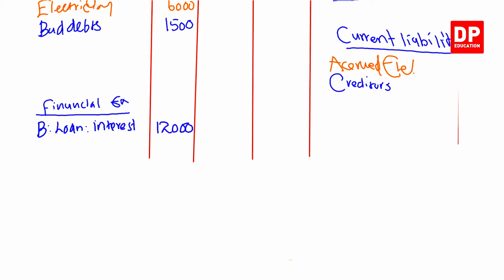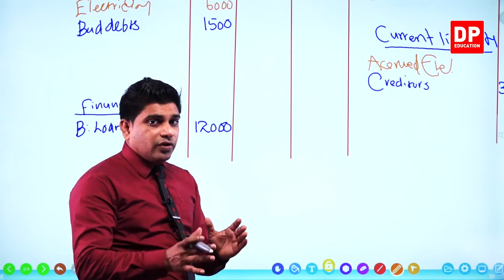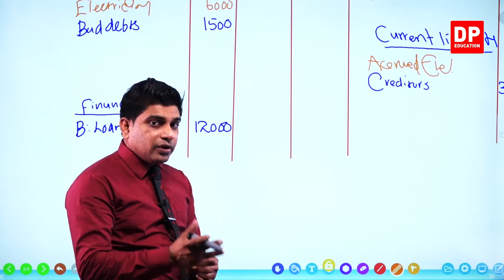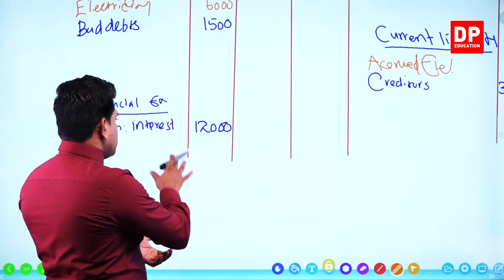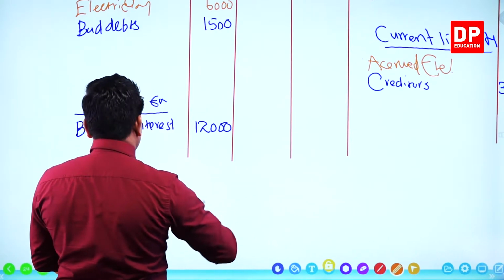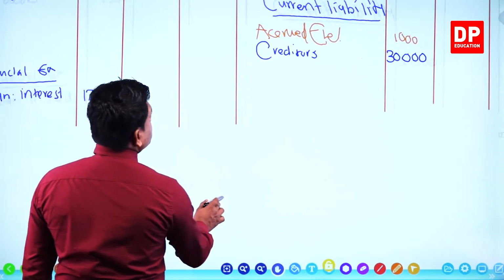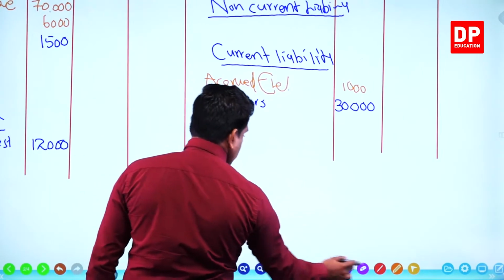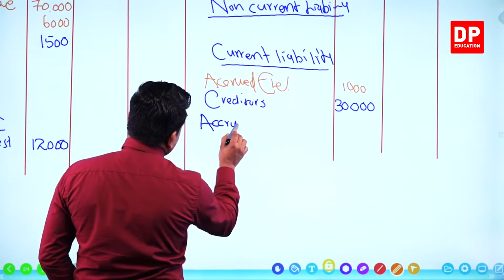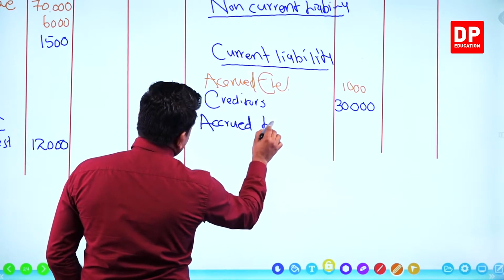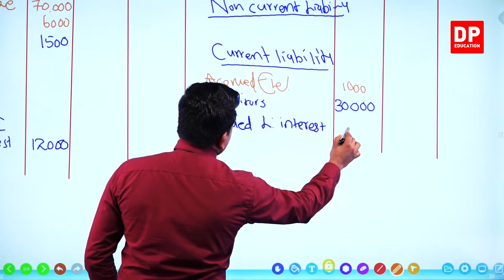Bank loan interest 12,000. But they have paid 10,000 out of this. So that's why they have given 10,000 as bank loan interest in the trial balance. 12,000 is the full amount, 10,000 is the paid amount. Then the other 2,000 comes under the current liability as accrued loan interest. How much? 2,000.